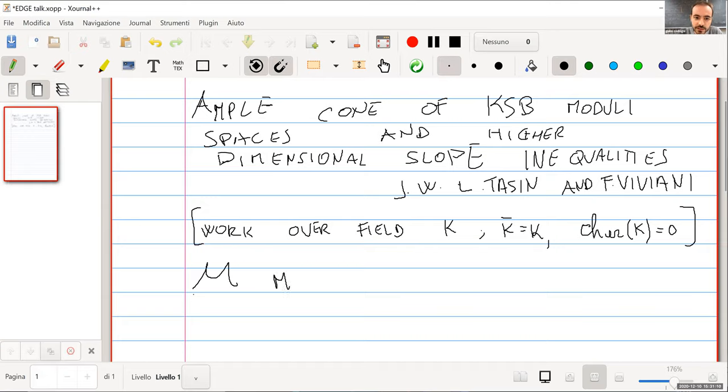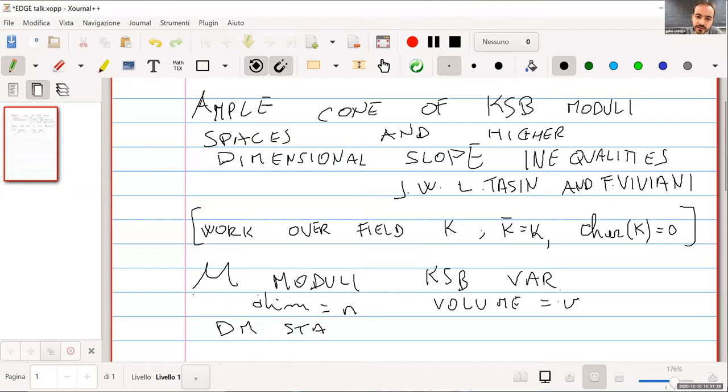M to be the moduli of KSB varieties with dimension equal to n and volume, as usual, v. This is a DM stack, with projective coarse moduli space. And we can study line bundles on this stack.